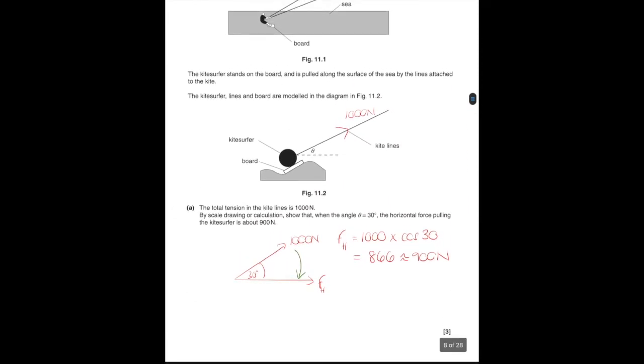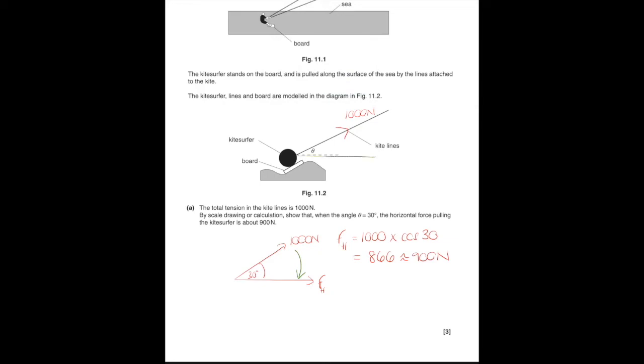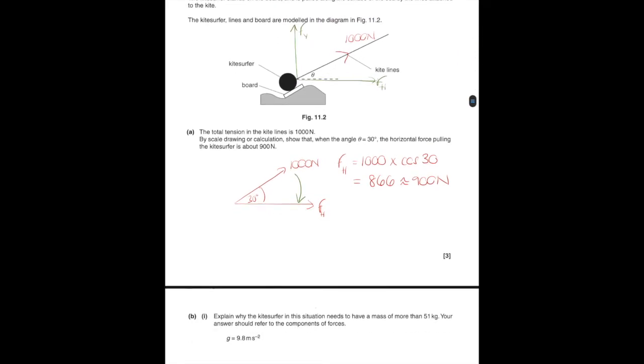Explain why the kite surfer needs to have a mass of more than 51 kilograms. Your answer should refer to the components of the force. If we go back, we know that there is a horizontal component to our force, which we've just worked out, which would be pulling the kite surfer along. But there will also be a vertical component of that force, which would be pulling the kite surfer up, potentially off the water. So now we need to work out the vertical component.